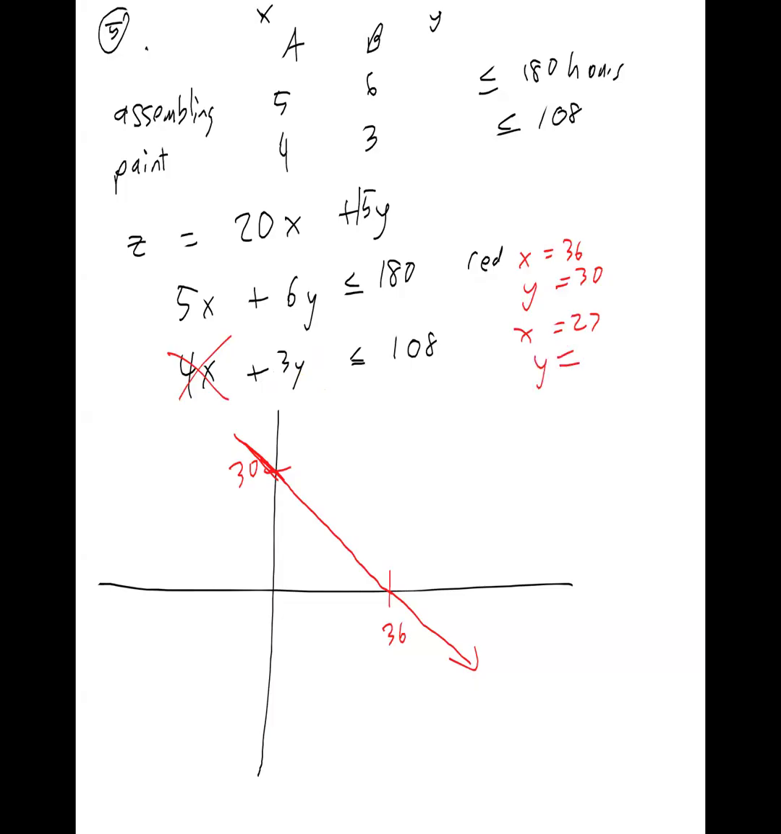So y equals 36. Perfect. So we solved for those values. Now let's do that equation in blue. So x equals 27 in blue would be about right there. Y equals 36 in blue would be about right there.